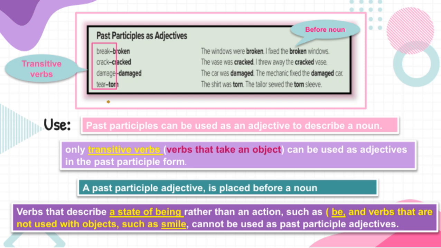The key takeaway here is that past participles are useful as adjectives only when they come from transitive verbs and are used to describe a noun's condition or state resulting from an action. This connection helps us understand how to make our descriptions more precise and vivid in our writing and speaking.